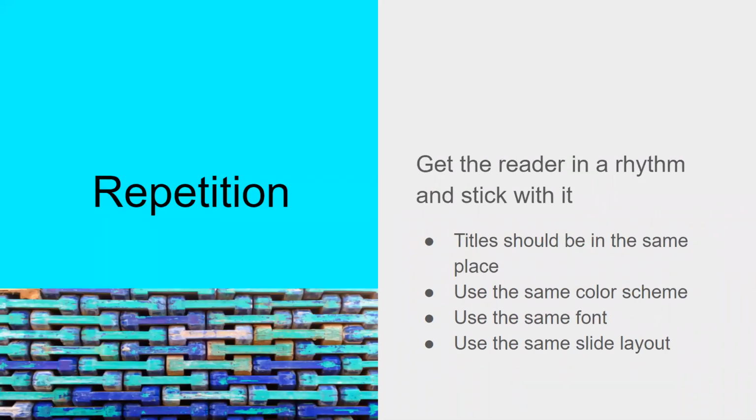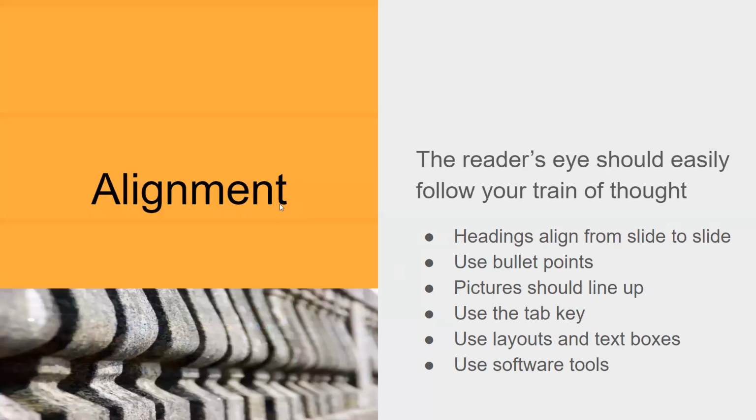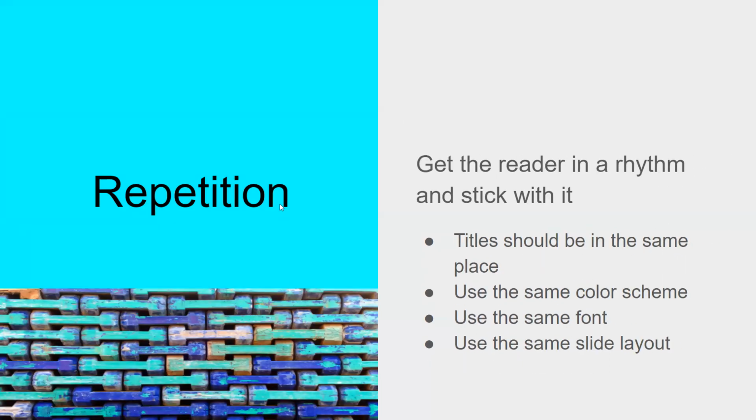So let's start with repetition. When we're creating something, we want our reader to be able to see all of the things that we're doing, and we want to see them over and over and over again. We're going to get the reader in a rhythm of consuming the material that we want them to in the same spot. So your titles should all be in the same place. When I click to these slides, and you can just see how this is put together, I always know where the title of this slide is.